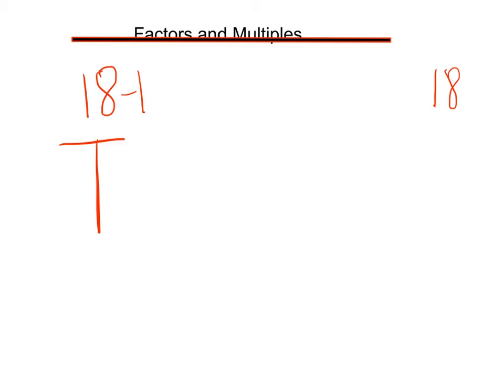So, let's go to 2. Is there 2 times anything that equals 18? 2 groups of 9. That's right. 2 times 9. I'm going to put 9 down here. Okay. Well, we're at 3. Does 3 times anything equal 18? 3 times 6. Oh, yes. Good job.